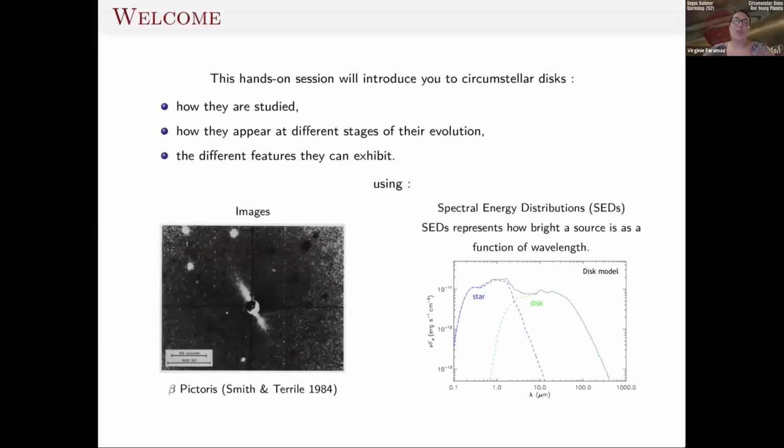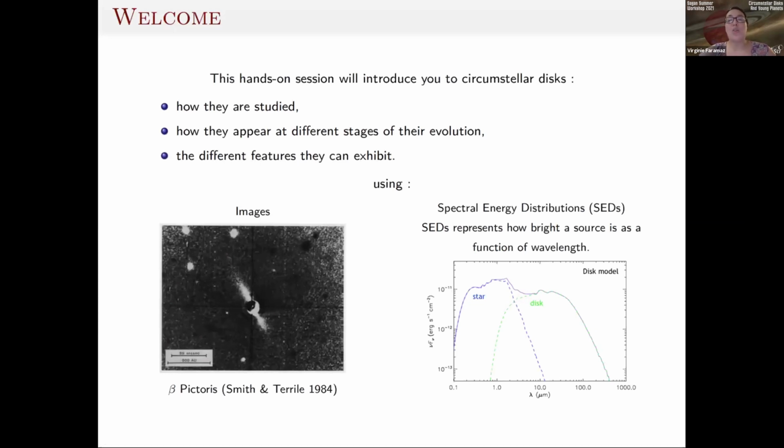Okay, so let's go. In this hands-on session, we will introduce you to circumstellar disks. You've heard a little bit about those in Carl's talk this morning in the roadmap. He cited a little bit of all the kinds of disks that you're going to encounter during this meeting. And we want you to understand how we, people who do exoplanets and study disks, study those, how they can appear at different stages of their evolution, and the different kinds of features they can exhibit.